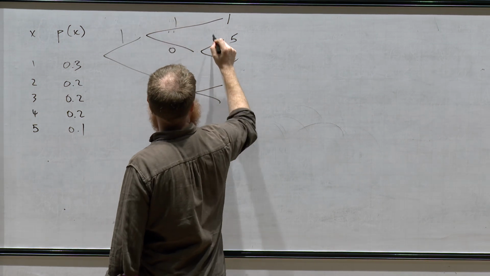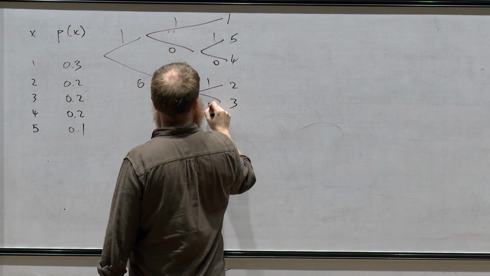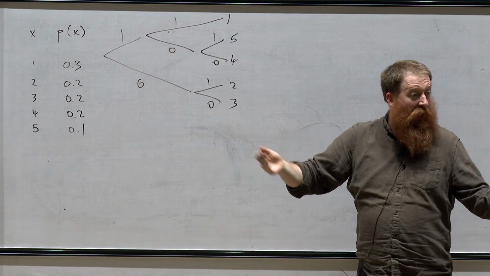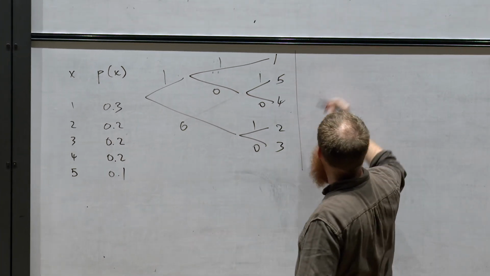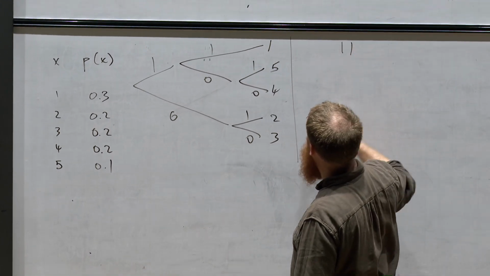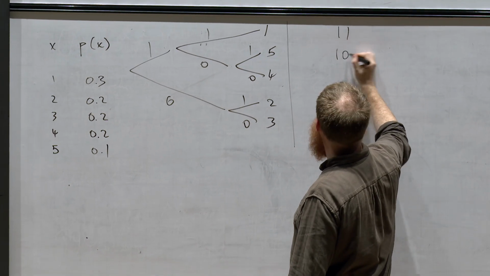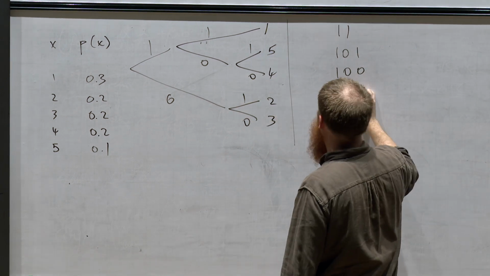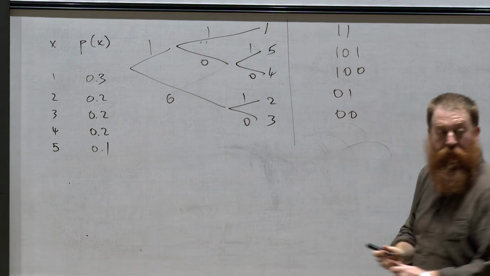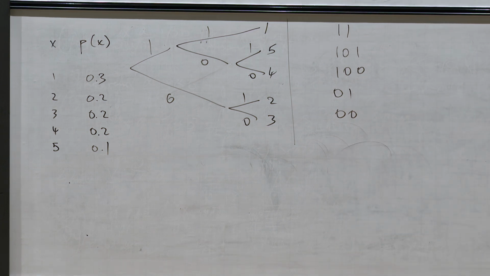1, 0, 1, 0, 0, 1, 0. And again, I could flip the zeros and the ones. It really doesn't matter. Okay, so what's the encoding? 1 is 1, 1. 5 is 1, 0, 1. 4 is 1, 0, 0. 2 is 0, 1. And 3 is 0, 0. There's the encoding. Happy? That is Huffman's algorithm.